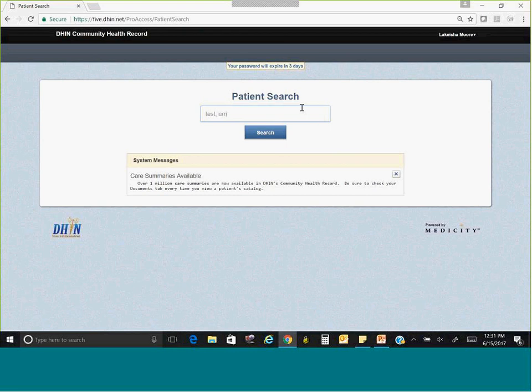Once again, our focus today is not so much going through the full DHIN Community Health Record demo, but to talk about those care summaries that your practice can start sending DHIN, if you're not already. The wonderful thing about our care summary program right now is it is grant funded, so it is free for those EMRs that we have a connection with.